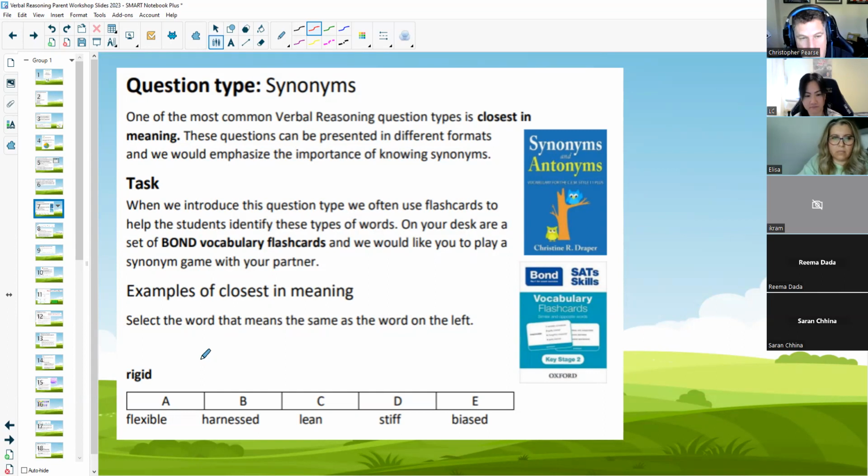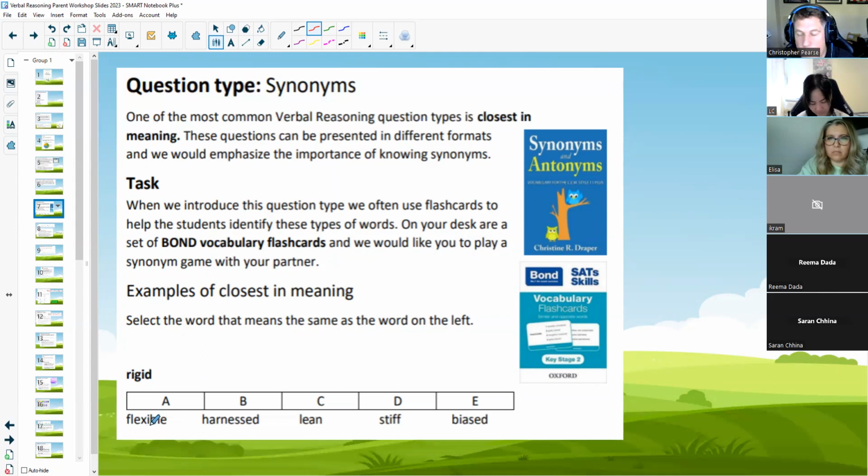I sometimes find as well with synonyms that if you aren't quite sure of all the words in that question, sometimes that doesn't matter. You can still get to the right answer. So that's kind of a nice comfort for the children as well. They don't necessarily need to know every single word in every question. They may still be able to arrive at the right answer.